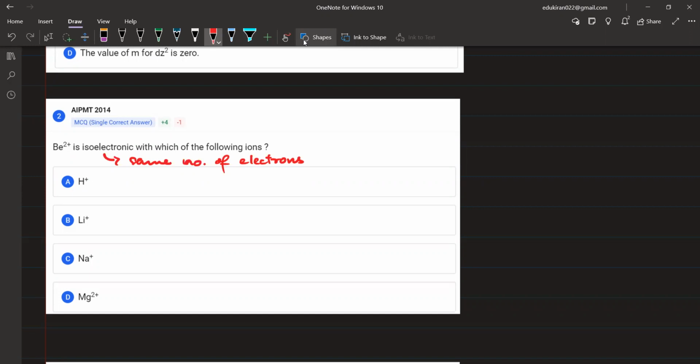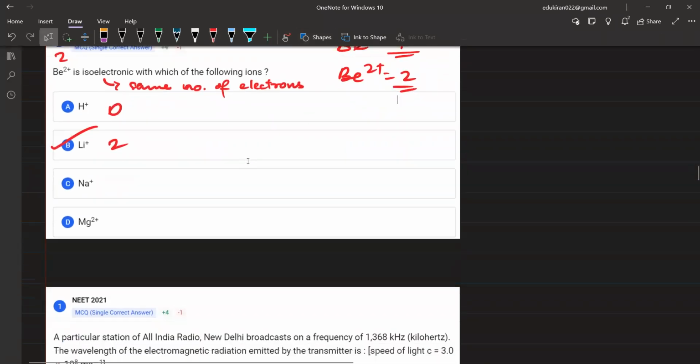See, Be2+ is going to have only 2 electrons. H+ में कितना होगा? 0। लिथियम प्लस में कितना हो जाएगा? लिथियम में होता है 3, एक निकाल दीजिए, बच जाएगा 2। So the correct option is B. B2+ also has 2 electrons. B में originally कितने होते हैं? 4 होते हैं। 2 निकाल दीजिए, it will now have 2 electrons. चलिए, moving on.